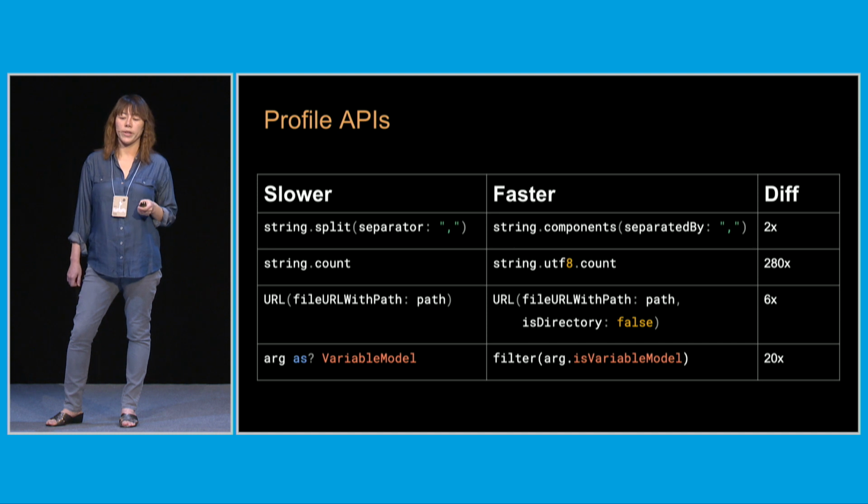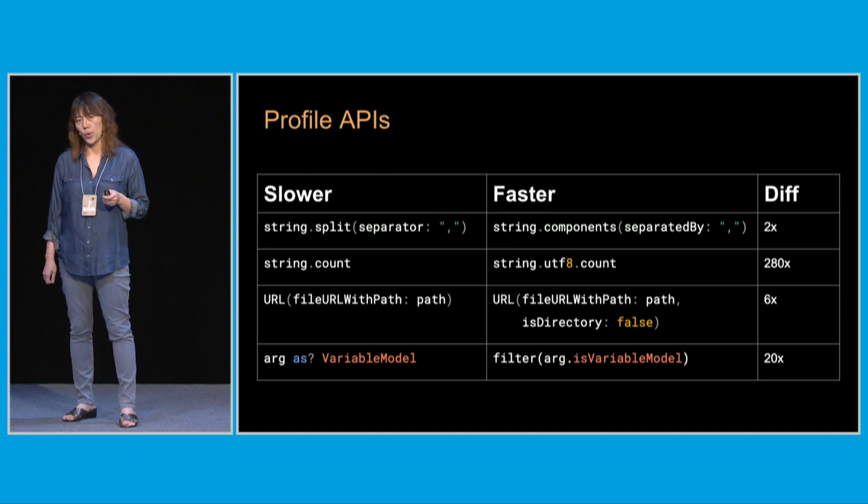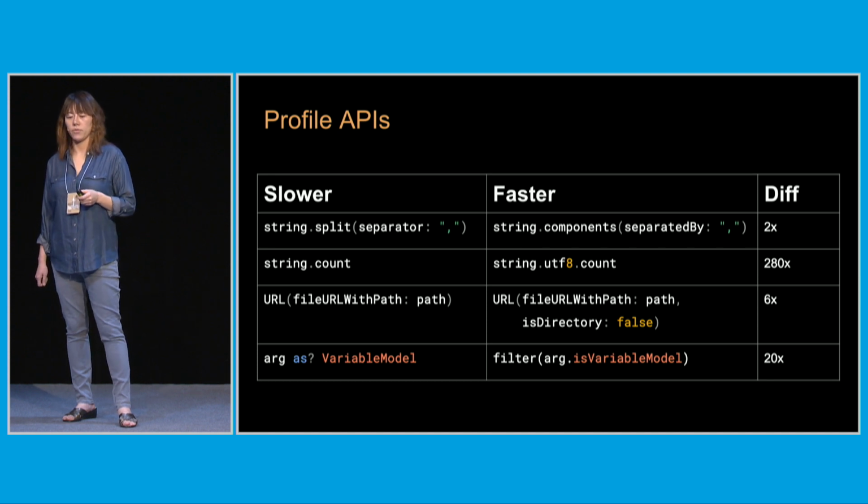And if you already know what encoding you're using for all of your strings, it's better to specify the encoding when you call a string API. That can save you a lot of time.